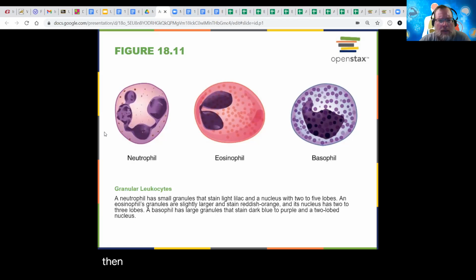And then monocytes are the other agranulocyte. And they're the largest. They do a lot of just kind of engulfing and eating big particles. So that takes us to the platelets.